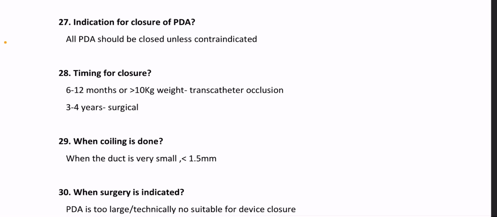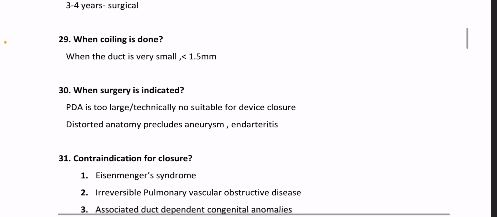So, when will you close the PDA? In case of 6 to 12 months of age or more than 10 kg weight, transcatheter occlusion. In case of a 3 to 4 year old child, it may be surgical. Coiling is done when the duct is very small, that is less than 1.5 millimeter.